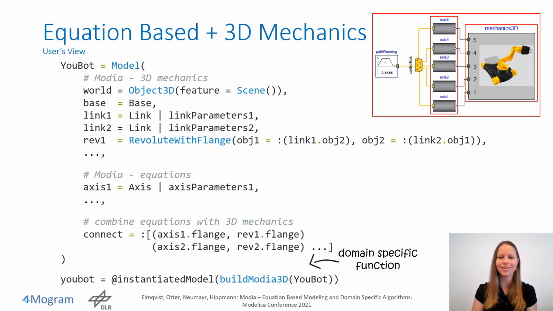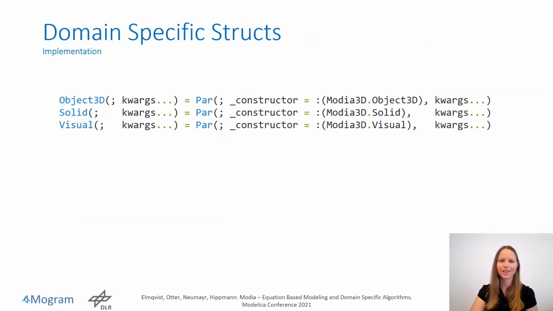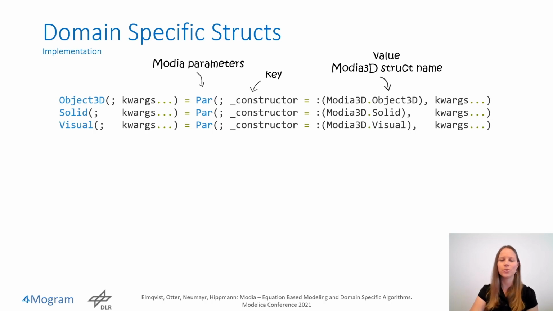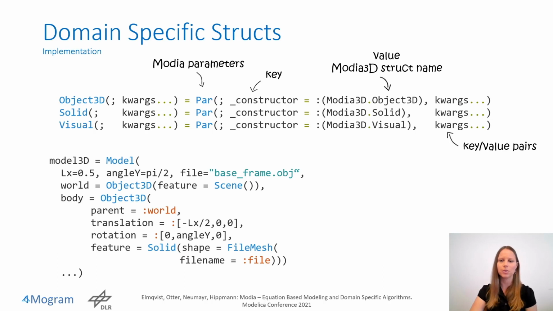So let's have a look behind the scenes. An interface between Modia and Modia3D is done with the help of Modia parameters. We use a predefined key where we insert a Modia3D struct name. Further key-value pairs are possible, like you can see in the example on the left-hand side.